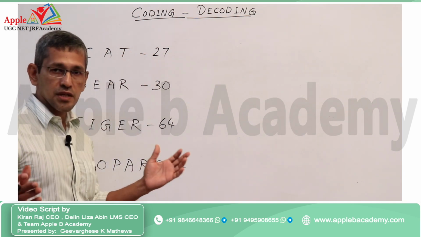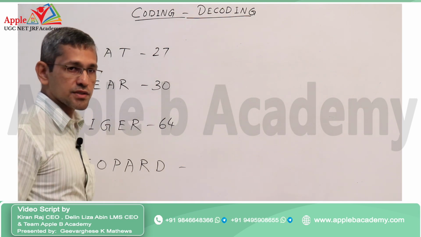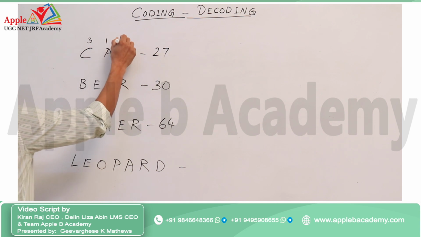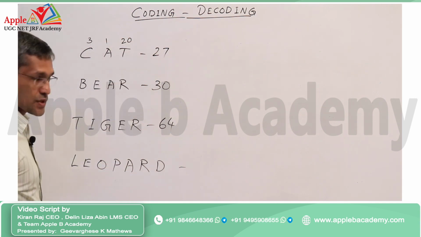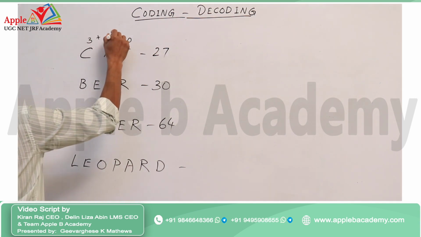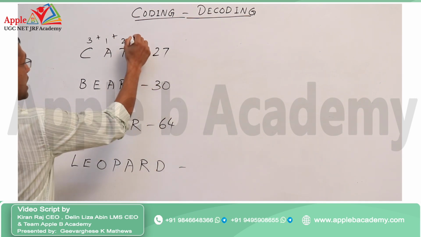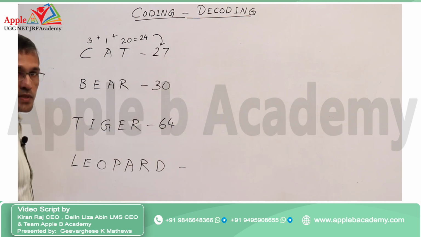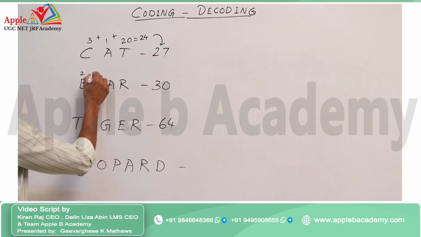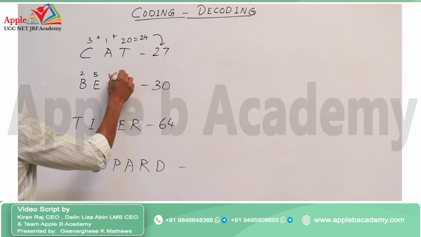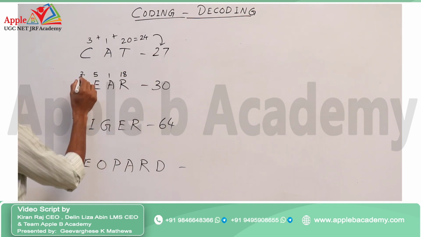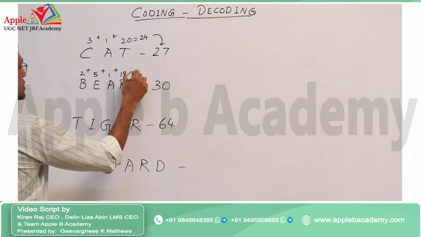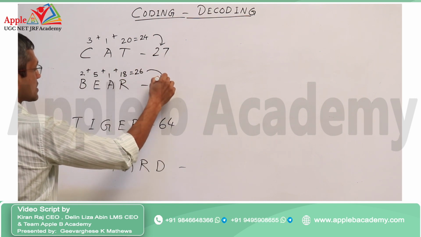Then naturally the first thing that comes to our mind is position values of letters, correct? Position values: 3, 1, 20. If you add it, 3 plus 1 is 4, plus 20, 24. But this total is 24, and what we have is 27. In this case, 2, 5, 1, and this is 18. So 18 plus 2 is 20, 25 plus 1, 26. So when you add it up, what you get is 26. And what we have here is 30.